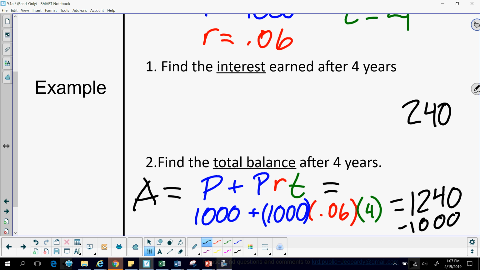Remember how we boxed in part of that equation? You remember how we boxed the PRT and it's a party, right? Interest is a party. And so if you put the P, R, and T part of this equation, just this right here, into your calculator, what do you get? 240.